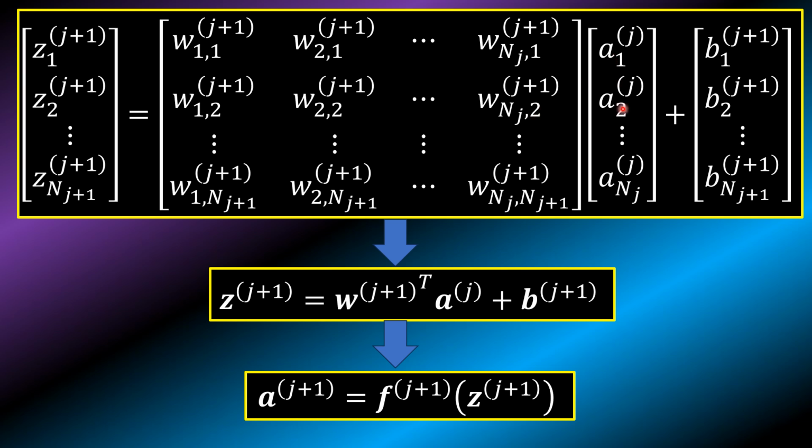And all of these activation values are from the jth layer, all the way up to n sub j, because there are n sub j neurons in the jth layer. And then once again, you're going to have the activation functions. They're going to be like a vector. Because you made this into a vector, you're going to make this into a vector as well.